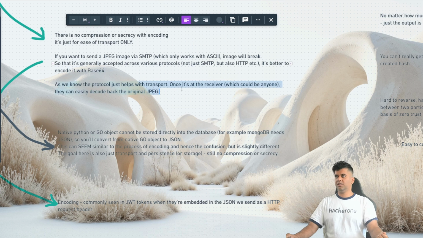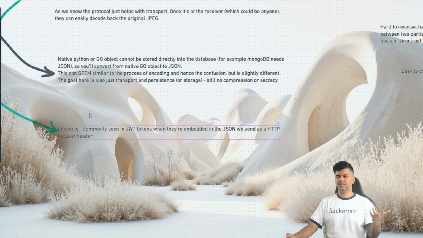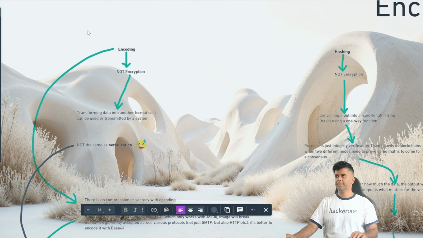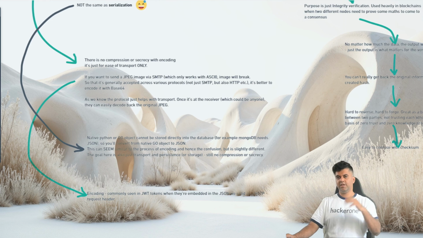So as we know, the protocol just helps with the transport. Once it's at the receiver end, which could be anyone, so it doesn't have to be secure or encryption driven, right? Anyone can be the receiver, they can easily decode back the original JPEG. So it's just so that the image does not break during transmission. That is it. That's the whole point of encoding. And again, we've already seen this in JWT tokens. That's how encoding works. So in this video, we understood about encoding and serialization. In the next videos, let's build up on the other concepts before we get to encryption.